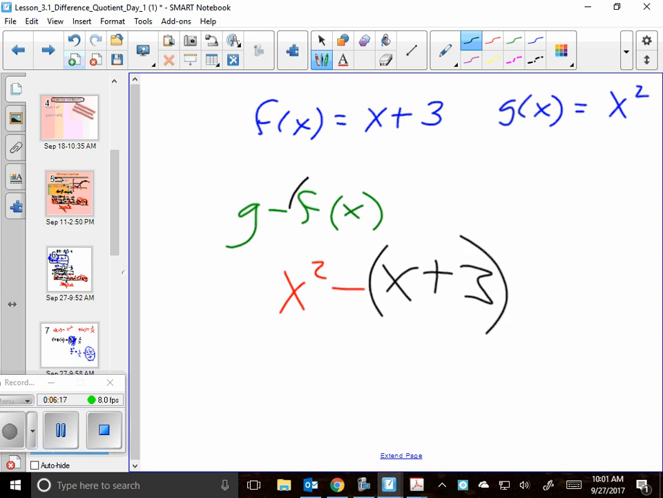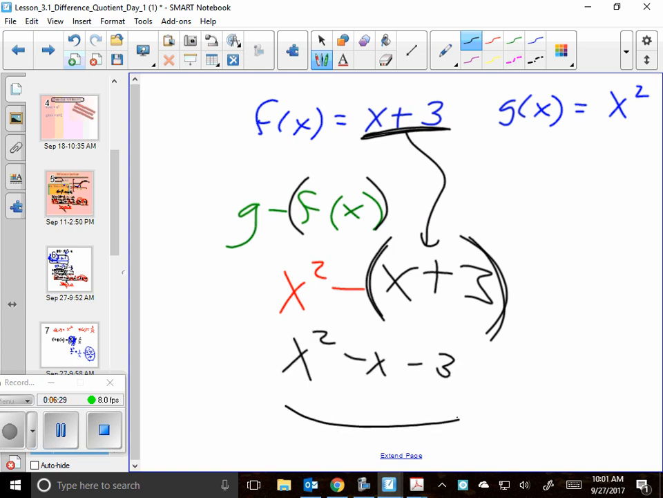F of x is like a variable, like y. I should replace it with an empty parentheses and drop in what it is. F of x is that. It goes in parentheses. So that would be x squared minus x minus 3. So be careful when you're subtracting them. You don't screw up the negative. Okay? How about dividing them?